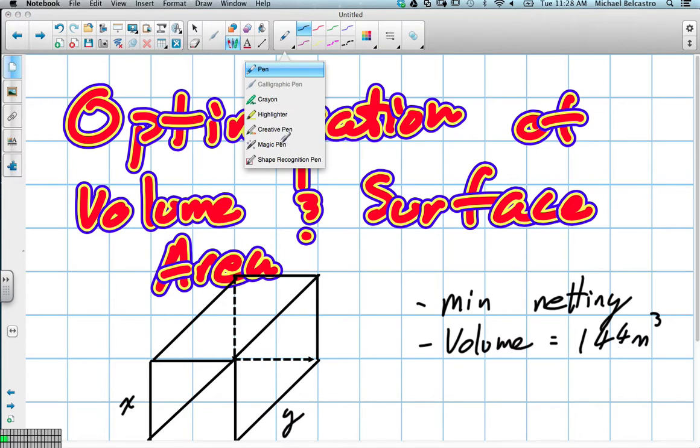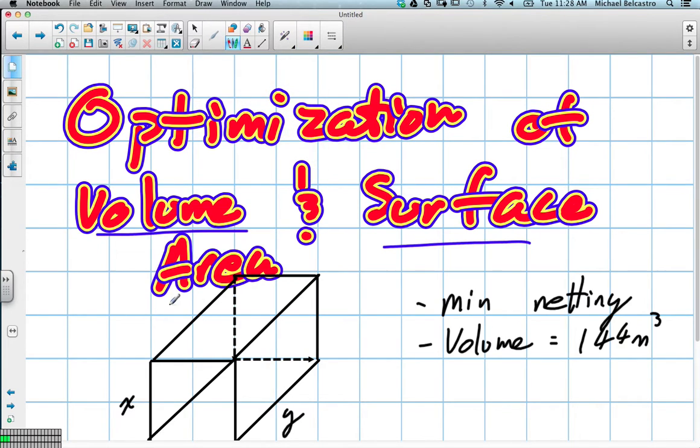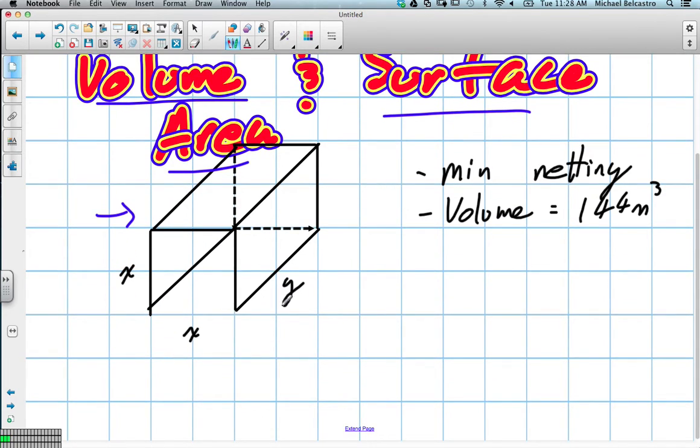Okay, so we're going to go over optimization of volume and surface area. So, though this kind of impeded on the title here, we have what is considered golf netting. If you were to be hitting golf balls indoors, you would need netting to ensure that it doesn't go flying and kill someone.